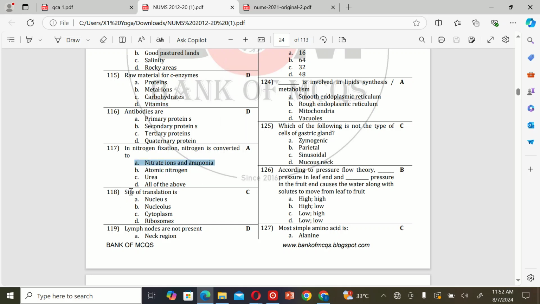The next MCQ is, site for translation is A. Nucleus, B. Nucleolus, C. Cytoplasm, and D. Ribosome. So the correct option is C.